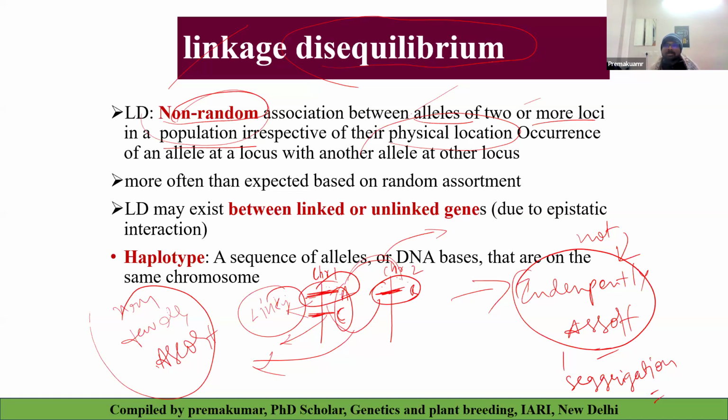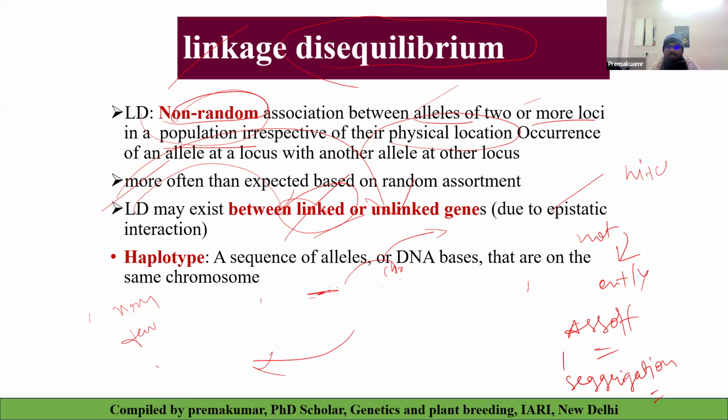Maybe the question existed many times in the SRF. The questions asked were either LD between only linked genes, or LD may happen between unlinked genes also. LD can happen between linked and unlinked genes. It's not that LD only happens when there are linked genes, or only when there are unlinked genes. LD may exist in genes which are linked or genes which are unlinked. Maybe due to epistasis or the hitchhiking effect, we will discuss how it can affect. And what is a haplotype? We will discuss later.